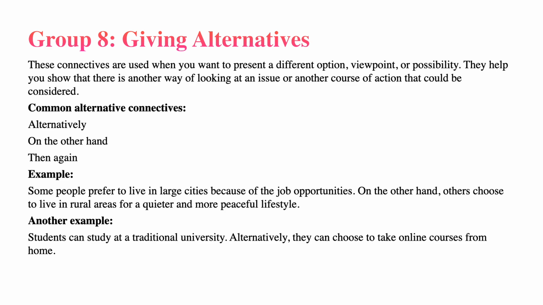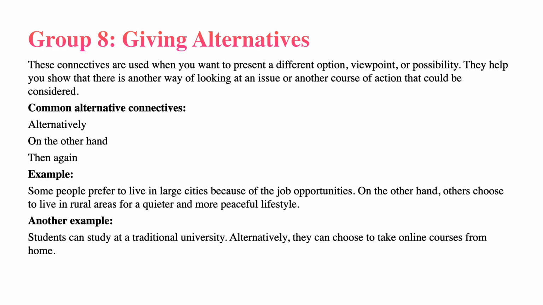Let's look at our first example. Some people prefer to live in larger cities because of the job opportunities. On the other hand, others choose to live in a rural area for a quieter and more peaceful lifestyle. Here, on the other hand, introduces a different viewpoint. The first idea focuses on the benefit of city life, while the second presents an alternative preference.